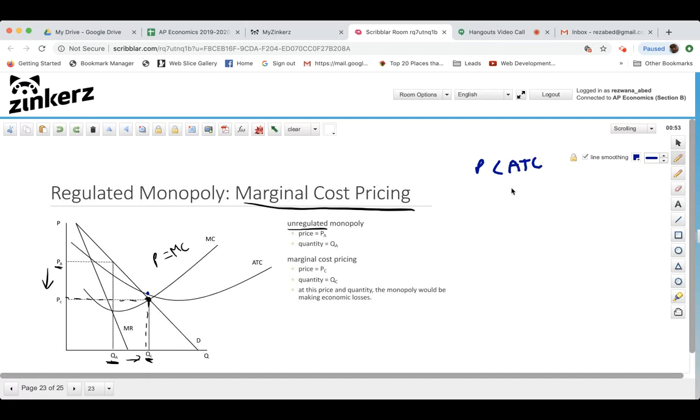Are you making profit or loss? You'll be losing money. You're losing money, so you're making a loss, right? Because your total revenue is less than your total cost. So that's not really so great for the monopoly.